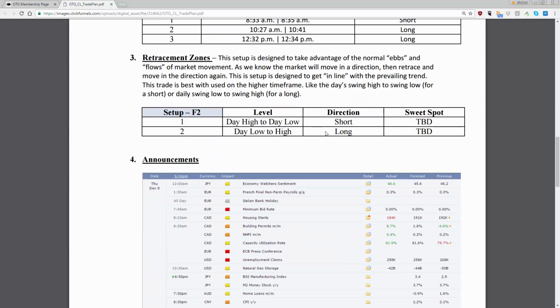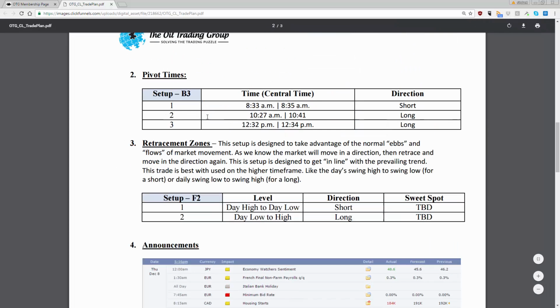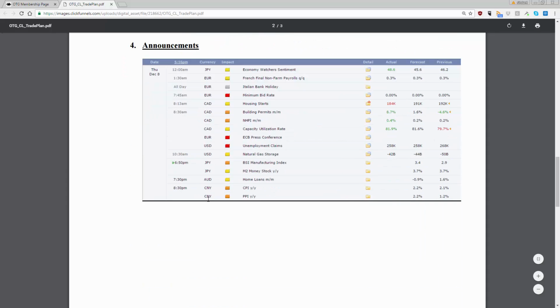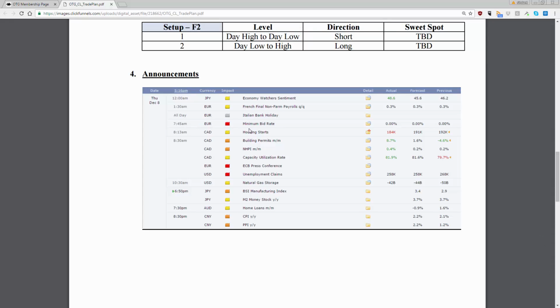We have our retracement zones. This is also one of your tactics on your tactics worksheet. This is the F2 tactic, and we give you these different ideas to look for, and then the tactics under which you're going to be using for these actionable trading ideas. Also, you have your list of announcements that are going to be scheduled for the particular trading day.